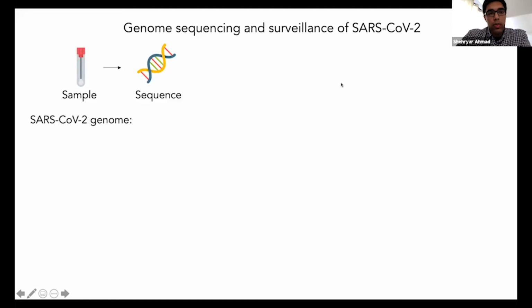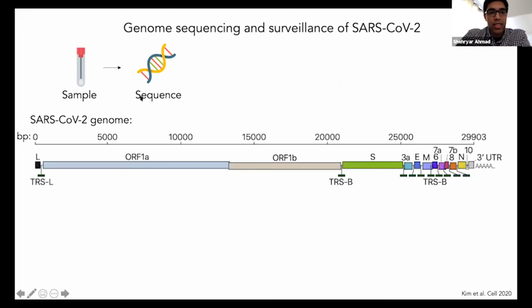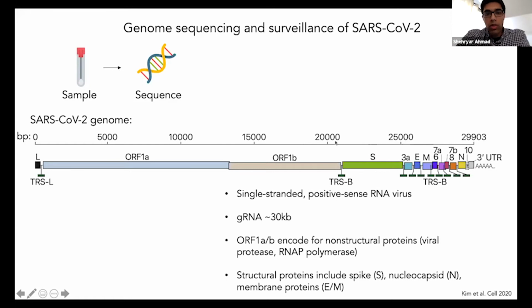So when it comes to the SARS-CoV-2 genome, just a little bit of molecular biology. The genome is about 30,000 base pairs. It's an RNA virus, so this is an RNA genome, and the complete transcriptome was elucidated last year. There are 10 main genes that encode both non-structural proteins and structural proteins.